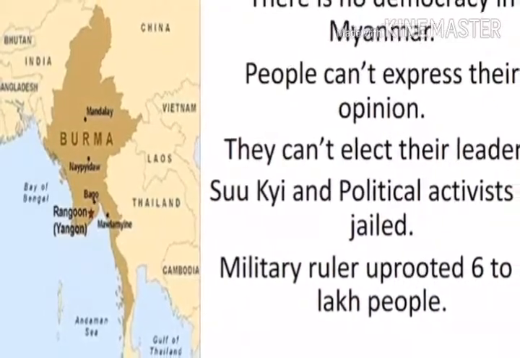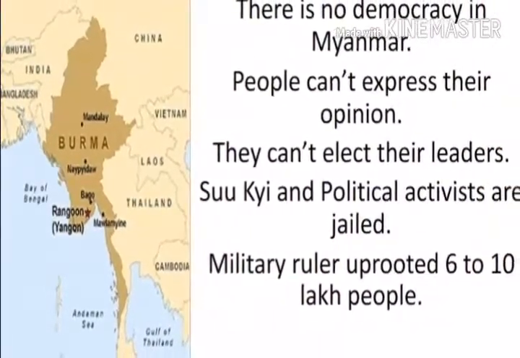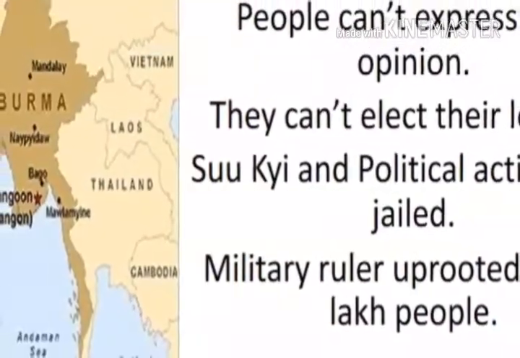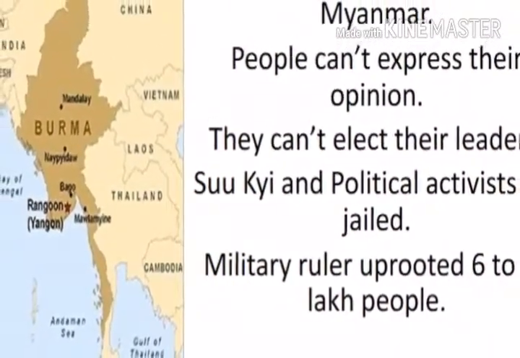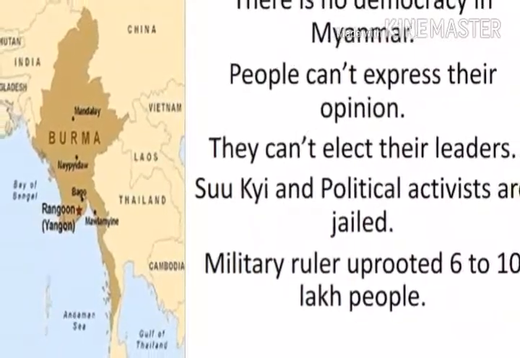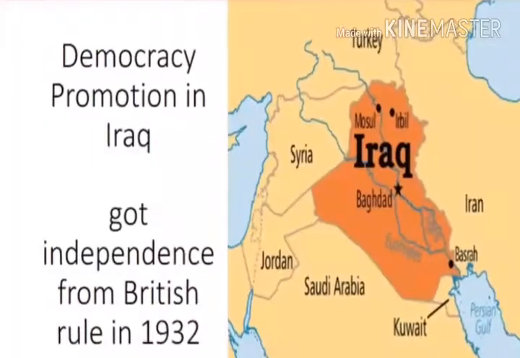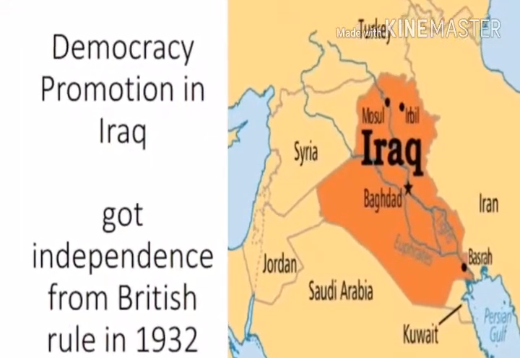The military ruled government has adopted coercive policies, and student, about 6 to 10 lakh people have been uprooted from their homes and have taken shelter elsewhere. Next point is the democracy promotion.